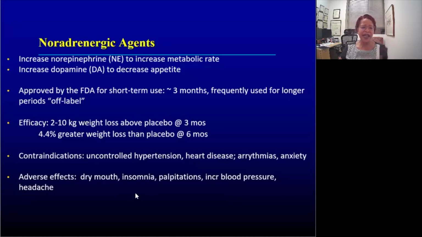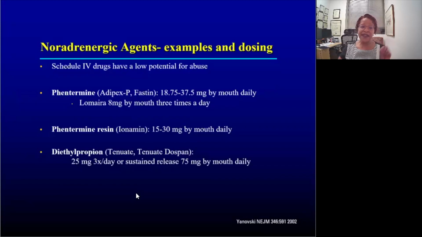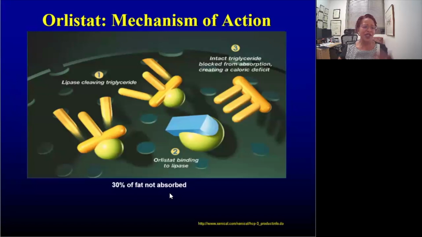And most common side effects: dry mouth, insomnia, headache, and they're listed as Schedule 4, so that's the same category as something like Ativan. And these are just some of the names that you might see it under. Next, I'm going to talk about orlistat. Orlistat is uncommonly used, and you'll understand why in a minute.